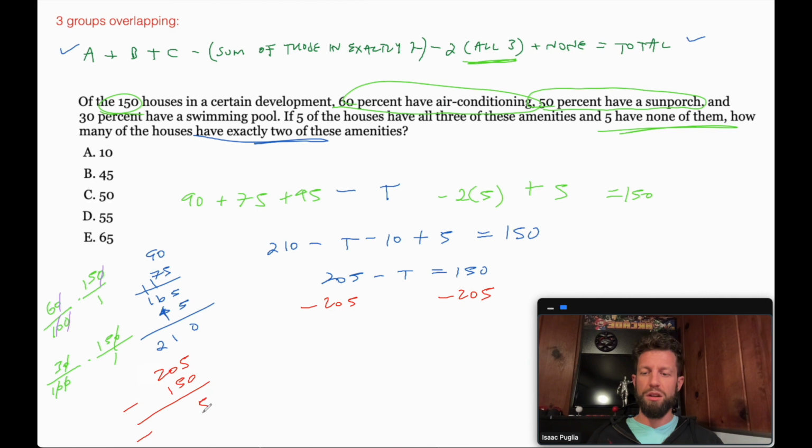So 5 minus 0 is 5. Can't take away 5 from 0 here, so I'm going to borrow from the 2 to make this 10. 10 minus 5 is 5, and 1 minus 1 is 0. And so there we go. Negative t equals negative 55. Let's go ahead and just finish this out strong and be one step closer to grad school.